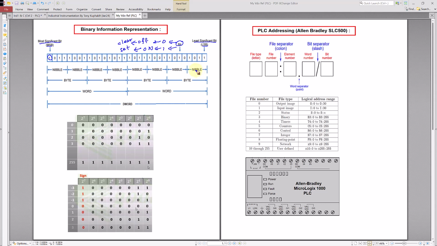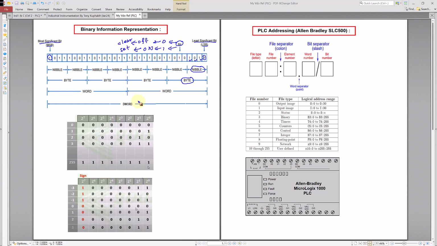One nibble is equal to 4 bits. How do I know? You can count from the rightmost corner here: 1 bit, 2 bits, 3 bits, and 4 bits. So 1 nibble equals 4 bits. 1 byte is equal to 2 nibbles as shown here, which is also equal to 8 bits. How do I know it is 8 bits? You can count from here: 1, 2, 3, 4, 5, 6, 7, 8.